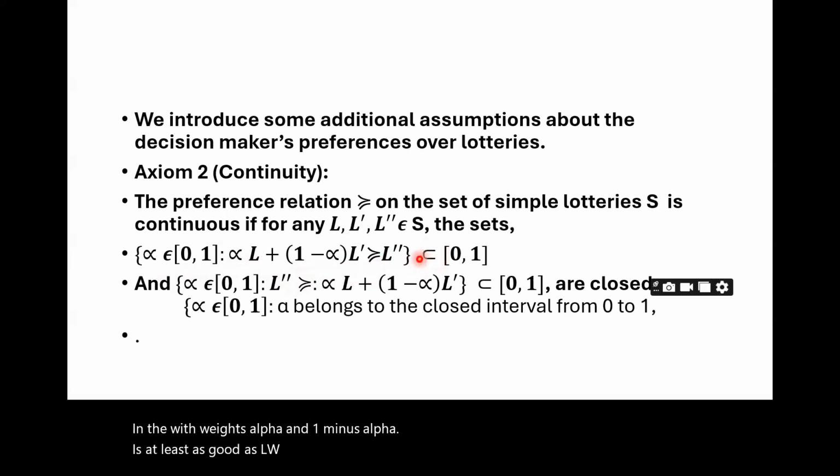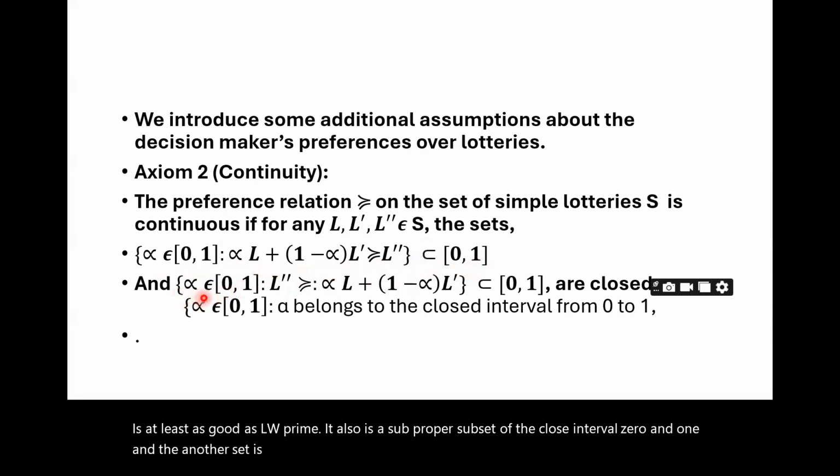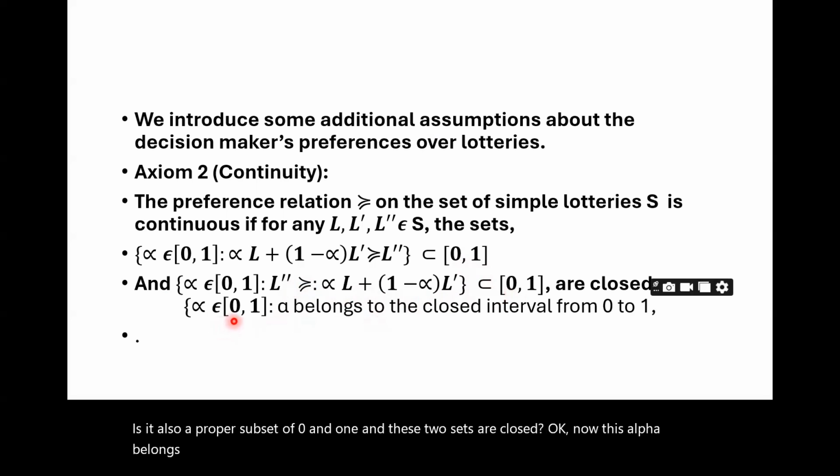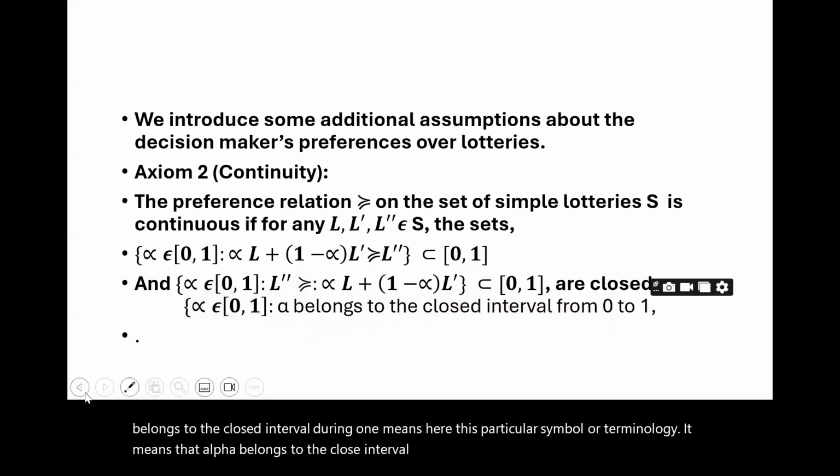is a proper subset of the closed interval 0 and 1. And another set, alpha belonging to the closed interval 0 and 1 such that L double prime is at least as good as alpha L plus 1 minus alpha L prime, is also a proper subset of 0 and 1. And these two sets are closed. Now, this alpha belongs to the closed interval 0 and 1 means that alpha belongs to the closed interval from 0 to 1.